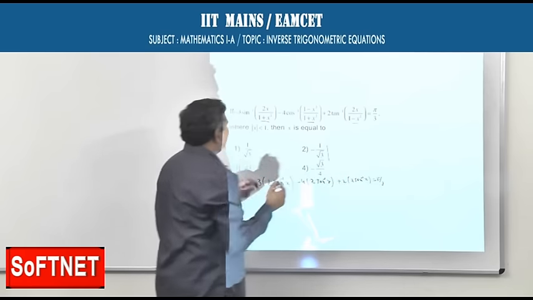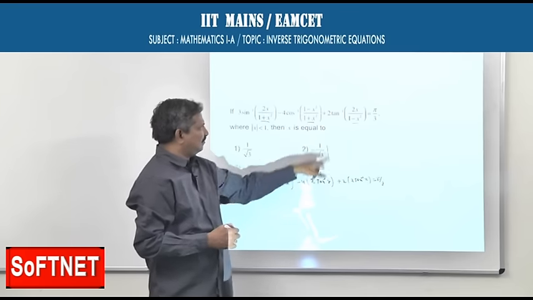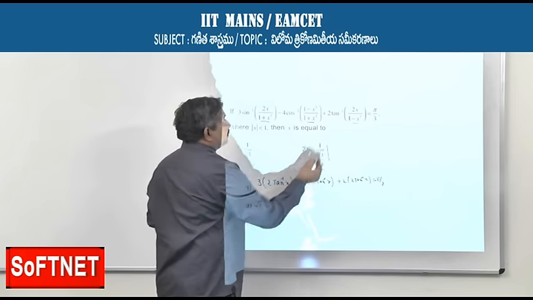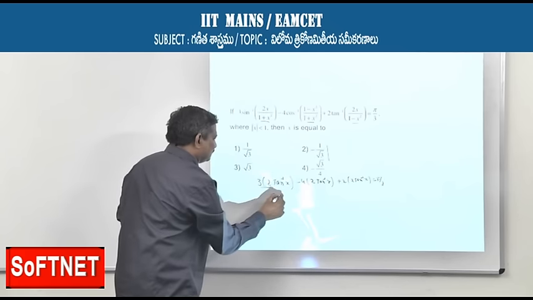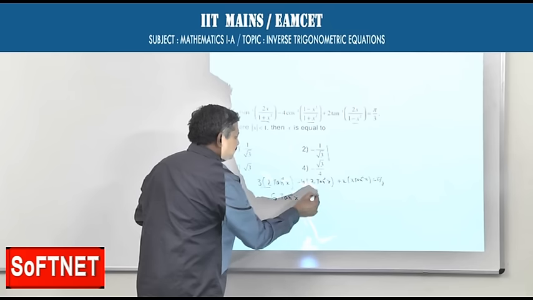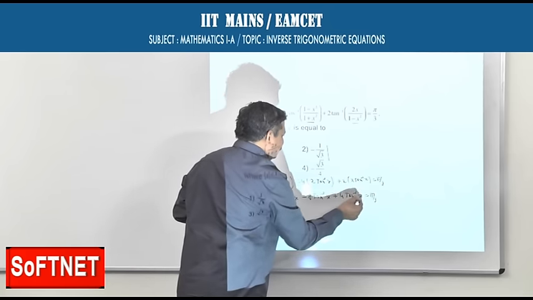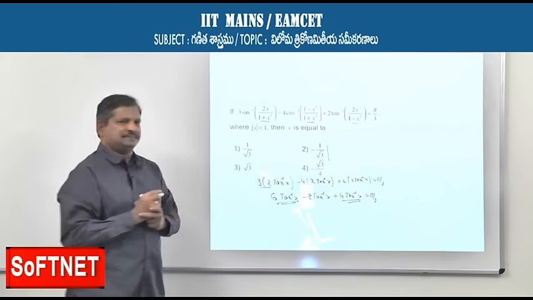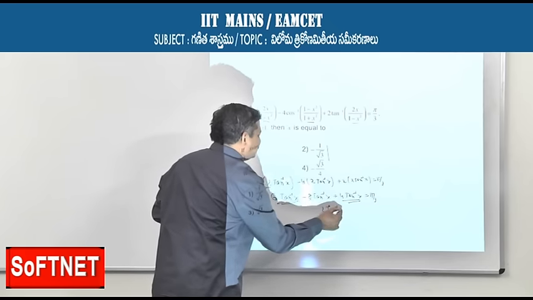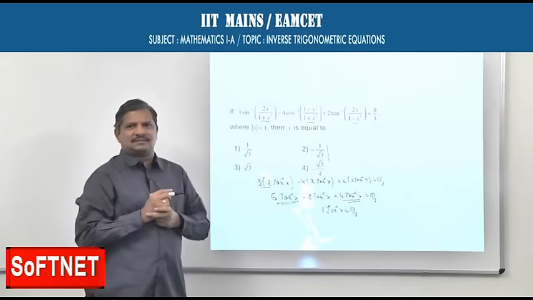I am repeating again: sin inverse 2x by (1 plus x square) is 2 tan inverse x. Cos inverse (1 minus x square) by (1 plus x square) is also 2 tan inverse x. Tan inverse 2x by (1 minus x square) is also 2 tan inverse x. But 3 into 2 is 6, minus 4 into 2 is 8, and 2 into 2 is 4, equal to pi by 3. So 6 tan inverse x, plus 4 tan inverse x, minus 8 tan inverse x: 6 plus 4 is 10, minus 8, gives 2 tan inverse x equal to pi by 3.